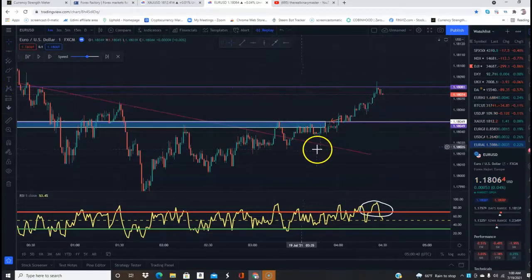Now, I did say between 3 to 5 minutes. Now, what if you took a 5-minute? Well, let's see how it finishes. So we got 1, 2, 3. This is going to be the 4th candle. Let's continue.